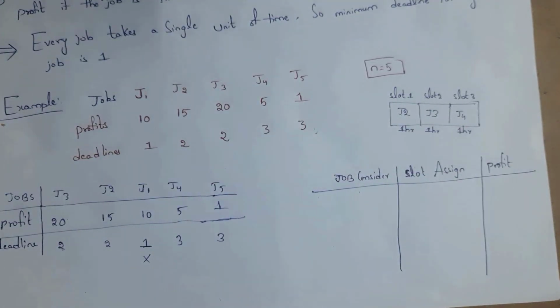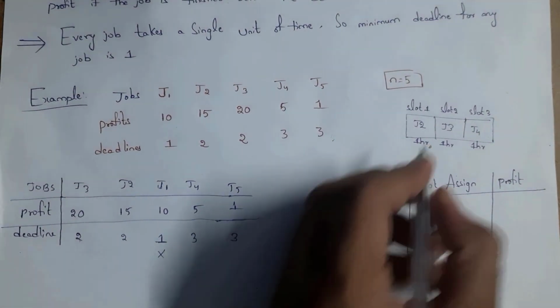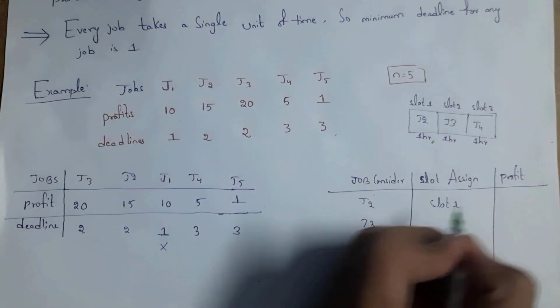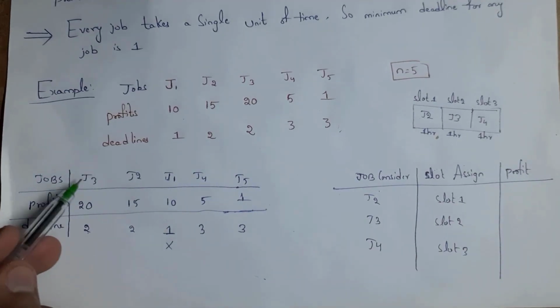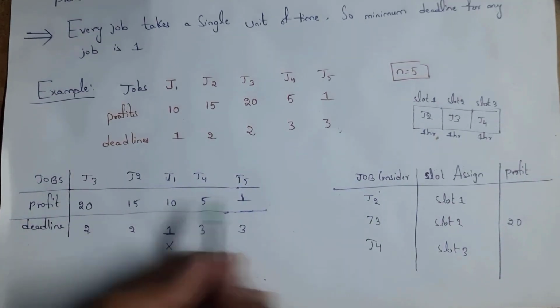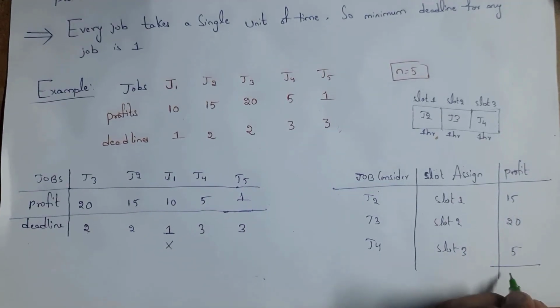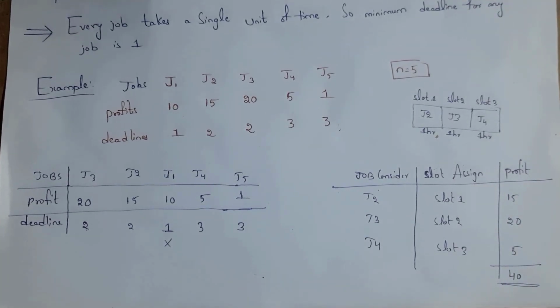So now I can stop this. I consider jobs J2, J3 and J4. I placed J2 in slot 1, J3 in slot 2 and J4 in slot 3. The profit of J3 is 20, the profit of J2 is 15 and the profit of J4 is 5. So total I got profit 40. This is an example of the job sequencing problem.